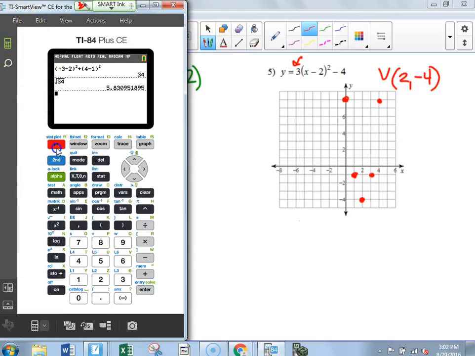All right, y equals, you want to make sure these plots across the top are all off. Do I have this one typed in? No, almost. 3 parenthesis x minus 2 squared minus 4.